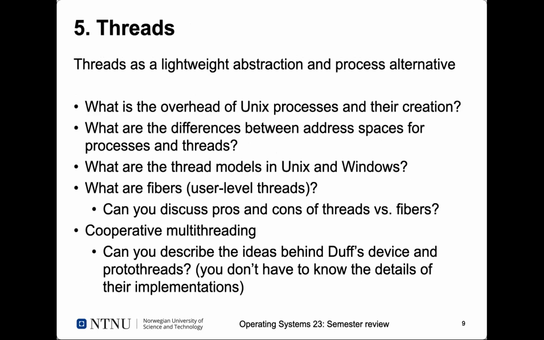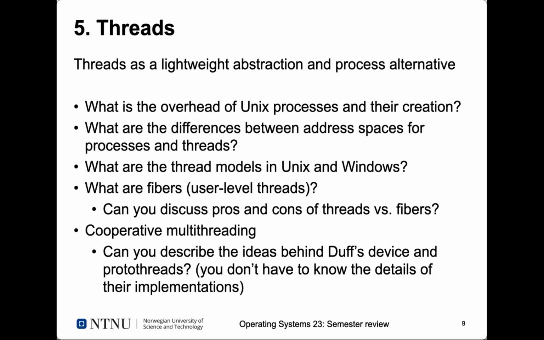And we've also talked about threads, and threads were causing lots of fun when implementing your web server, I guess. So you should know about why we introduced threads in Unix. So why is the overhead of a Unix process relatively high? Why is it relatively costly to create a Unix process, even with copy on write? You should know about the concept of an address space, and you should know how this concept differs between processes and threads. You should know about the basic thread models in Unix, so pthreads, and the Windows models.